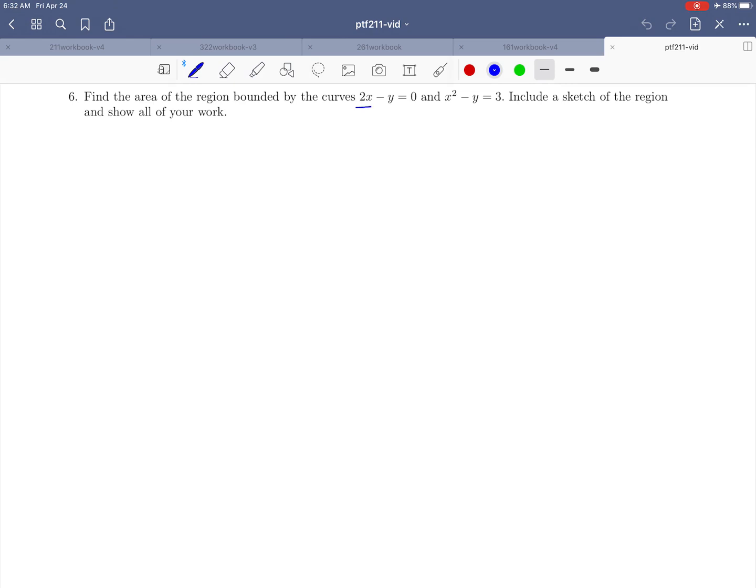So if we look at the two bounding curves that we have, 2x minus y equals 0, notice that we can rewrite that as just y equals 2x. That's just the equation of a line. And then similarly, x squared minus y equals 3. If we rewrite that and solve it for y, we're going to get x squared minus 3, which is a parabola.